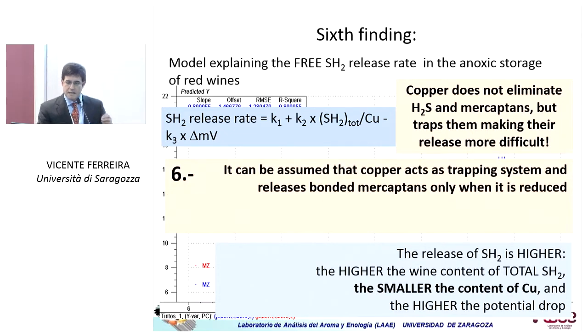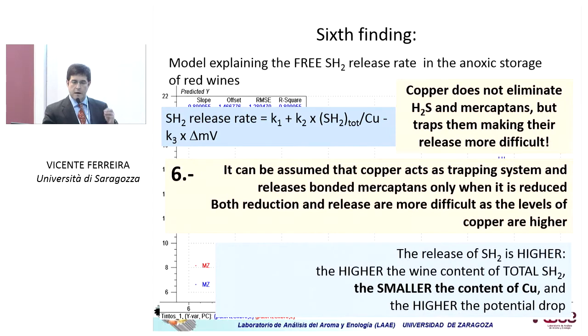So, this means that copper acts as a trapping system and releases bonded mercaptans only when it is reduced, but reduction and release are more difficult as the levels of copper are higher.